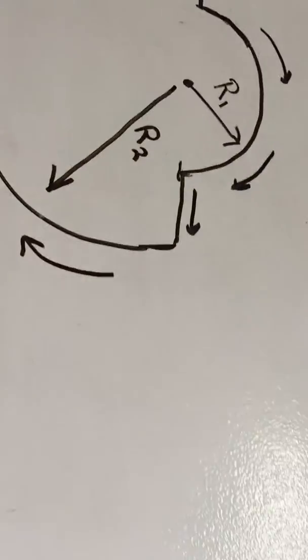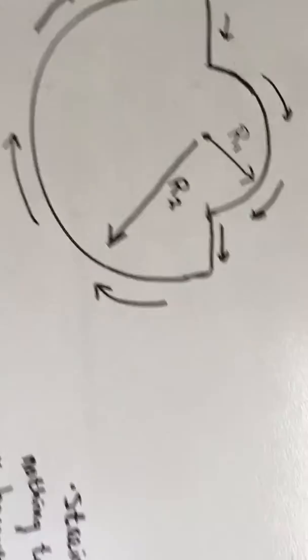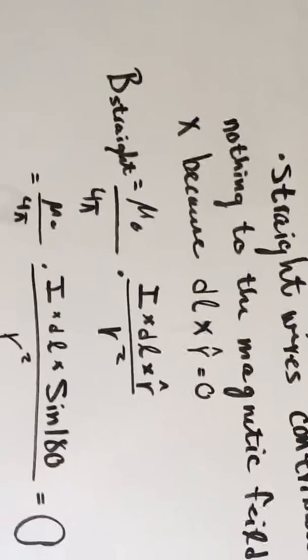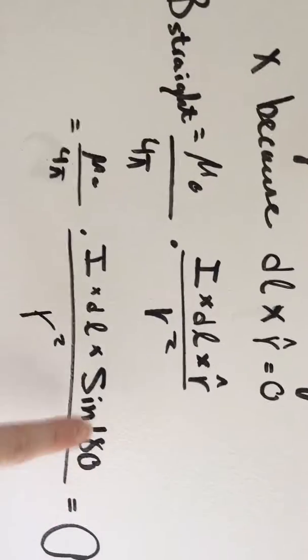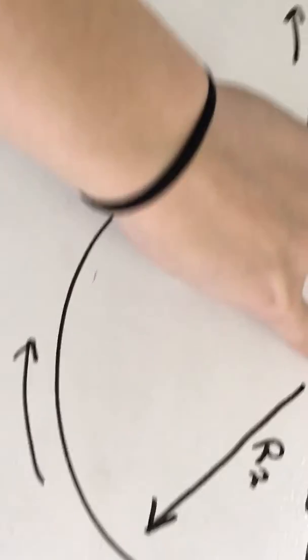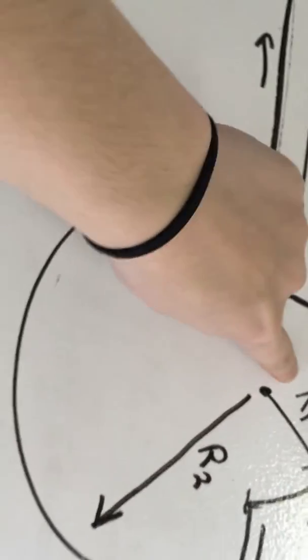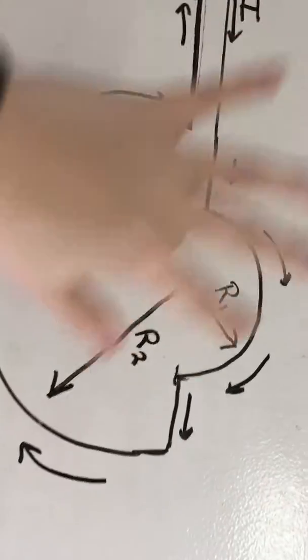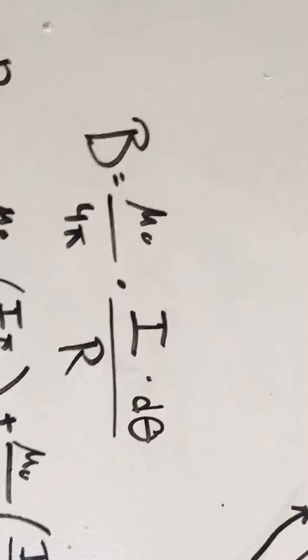It has been shown that a straight line actually has no effect on the overall magnetic field. So it contributes nothing, because whenever you plug in your straight line sine of 180, you get all of this divided into 0, which is equal to 0. So we're left with trying to find the magnetic field of the R1 and R2 semicircles. So what I did is I have the magnetic field is equal to mu naught over 4 pi times I times d theta over R.